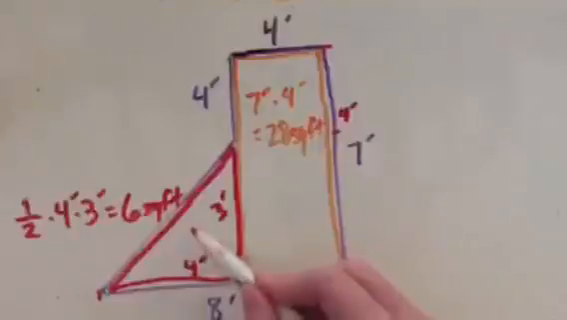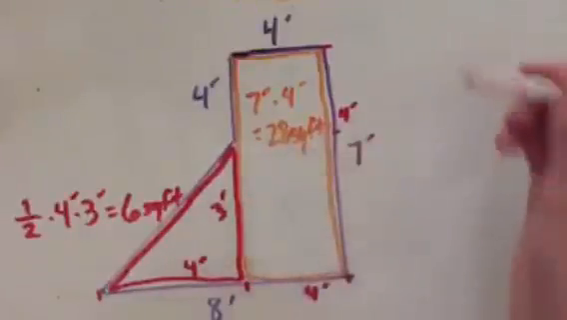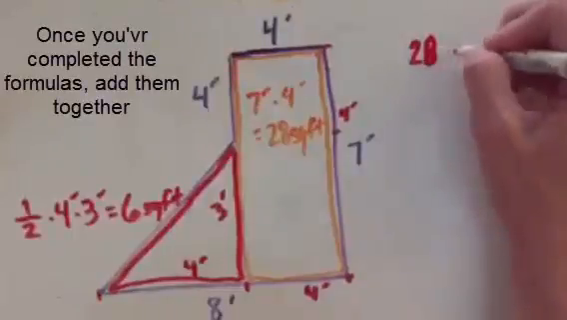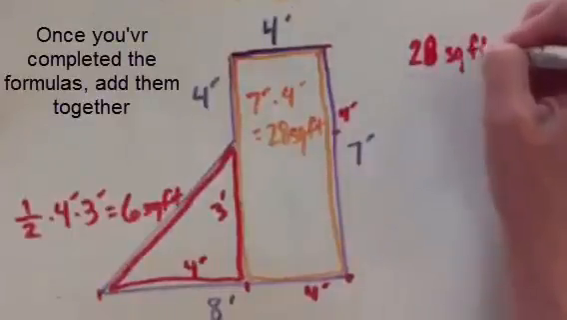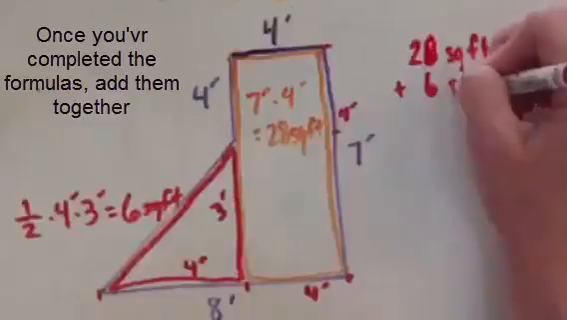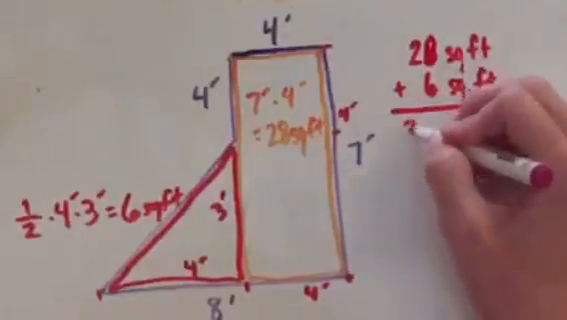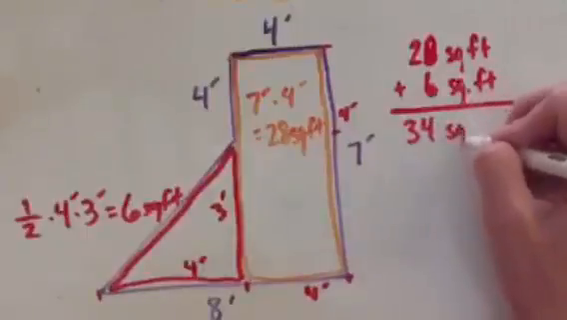So now I know the area of this triangle, I know the area of this rectangle, I just have to add them together. 28 square feet plus 6 square feet, and I end up with 34 square feet.